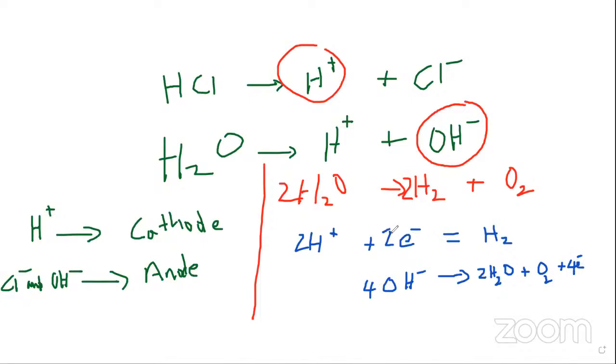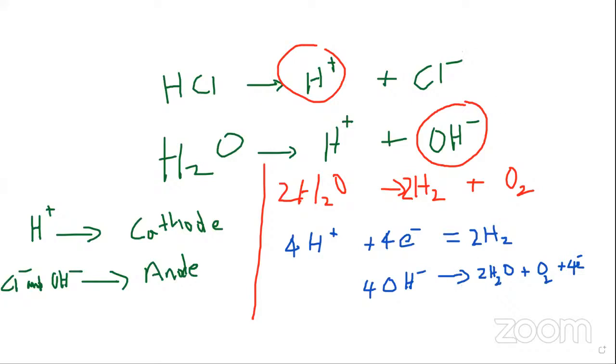Now, here's the thing. When we set up a circuit, the number of electrons flowing through the anode will be the same as the number flowing through the cathode. Although we write this like this, when 4 electrons are released into the anode here, 4 electrons actually reach the cathode. So if we make that 4 electrons here, then we're going to need 4H plus, and that will produce 2 moles of hydrogen.